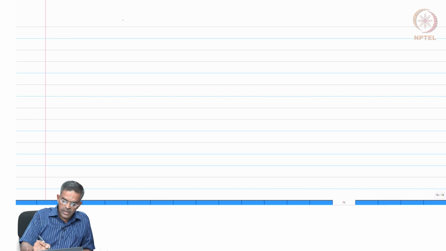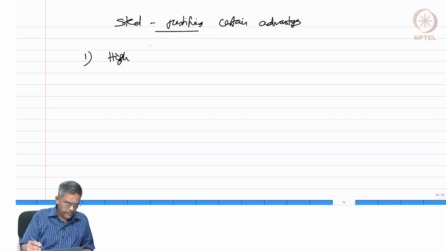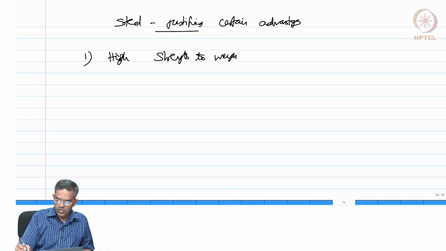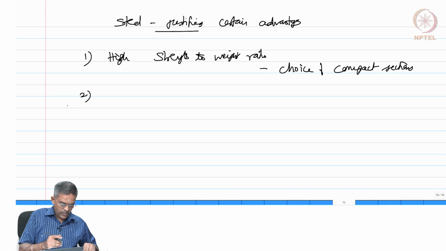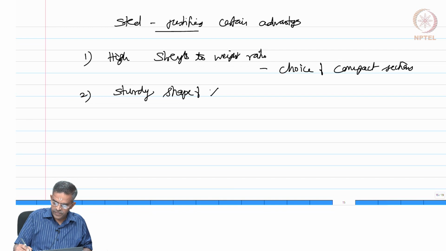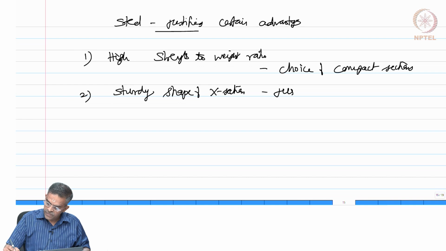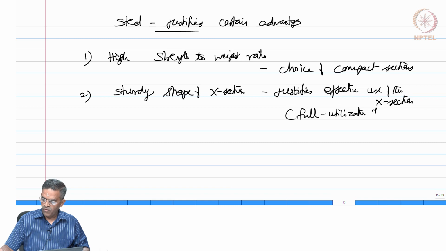Steel as a construction material justifies certain advantages. It has a very high strength to weight ratio, which justifies the choice of compact sections to carry high stress concentration loads. The second advantage could be the sturdy shape of cross section. This justifies effective use of the cross section. So, I am talking about a full utilization of material.